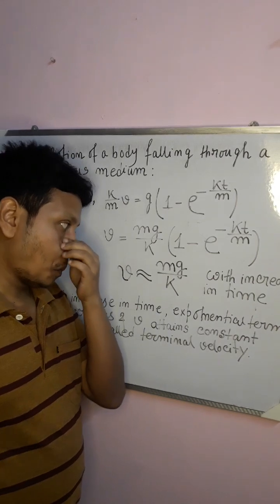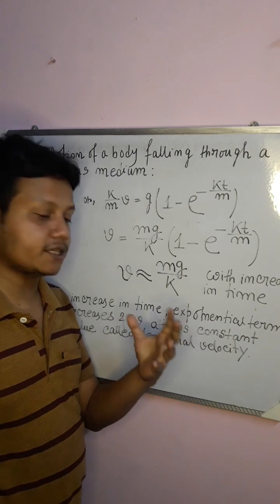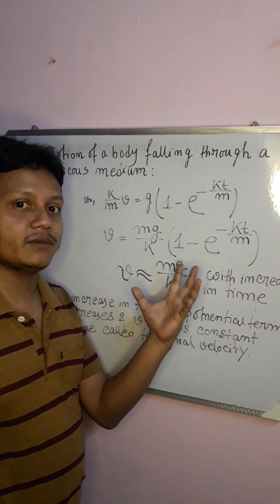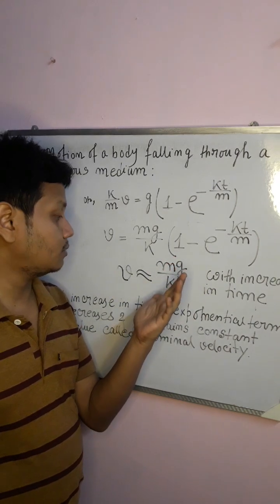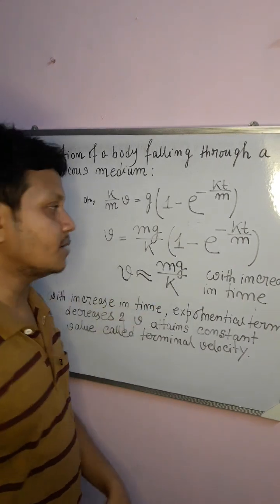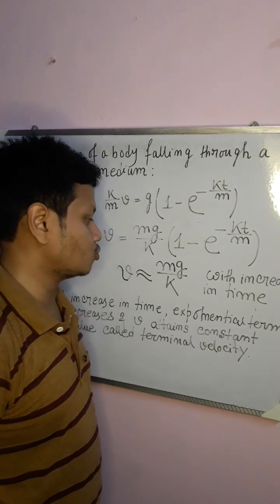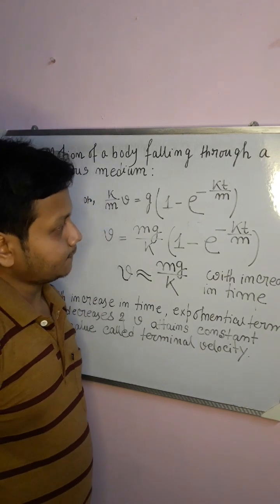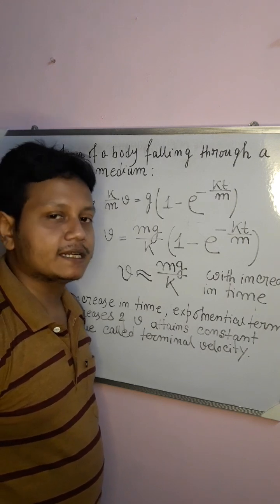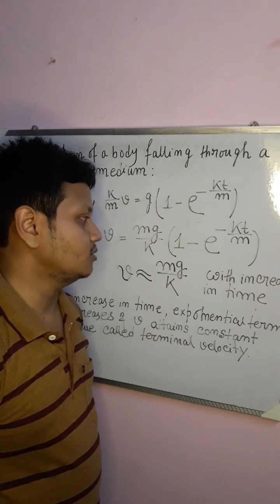Now we will understand the concept of terminal velocity more accurately in the Stokes law chapter. This is the mathematical theory from which the concept of terminal velocity comes. We will clearly understand it in our next lecture, on Stokes law. As time increases, the body attains a constant velocity, called terminal velocity.